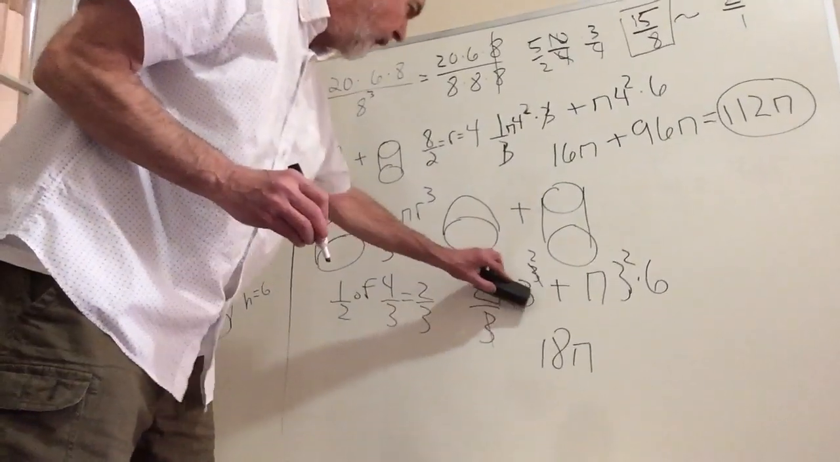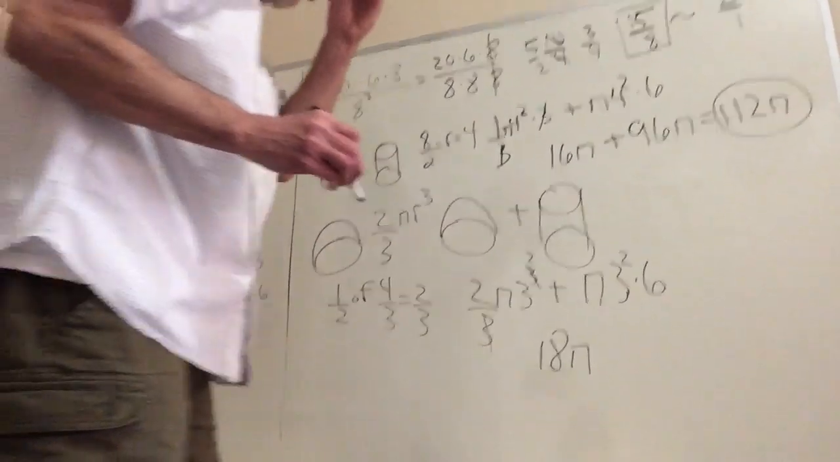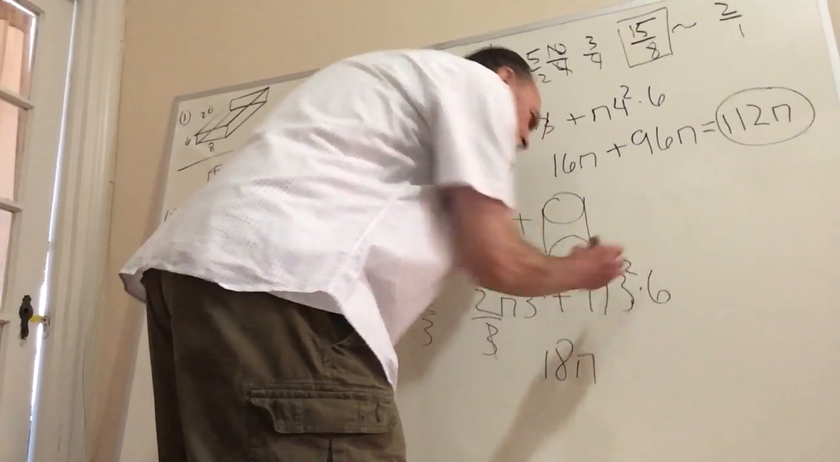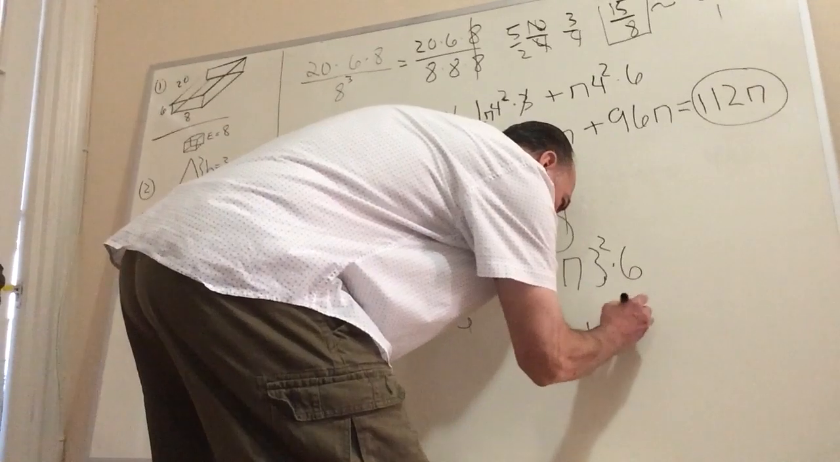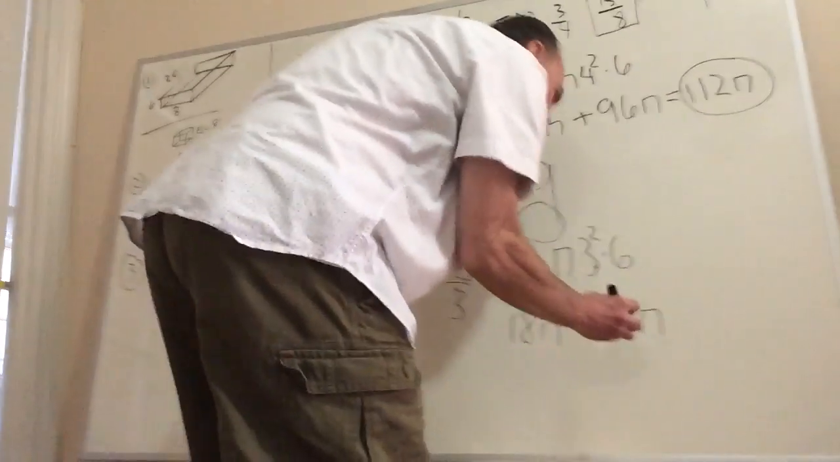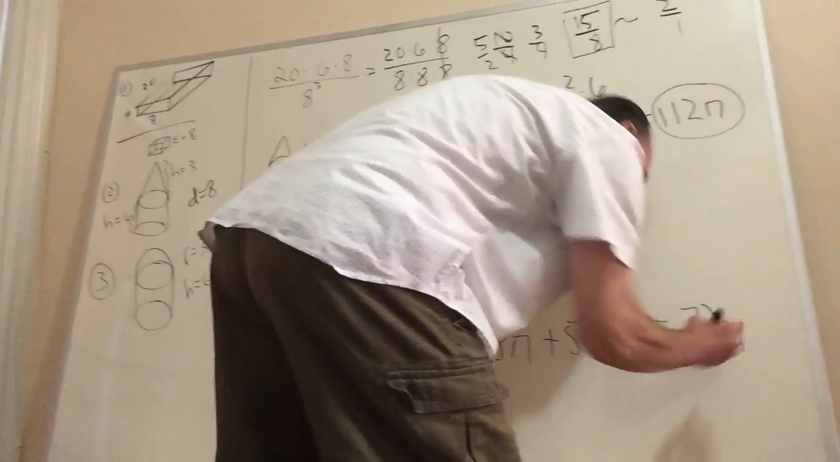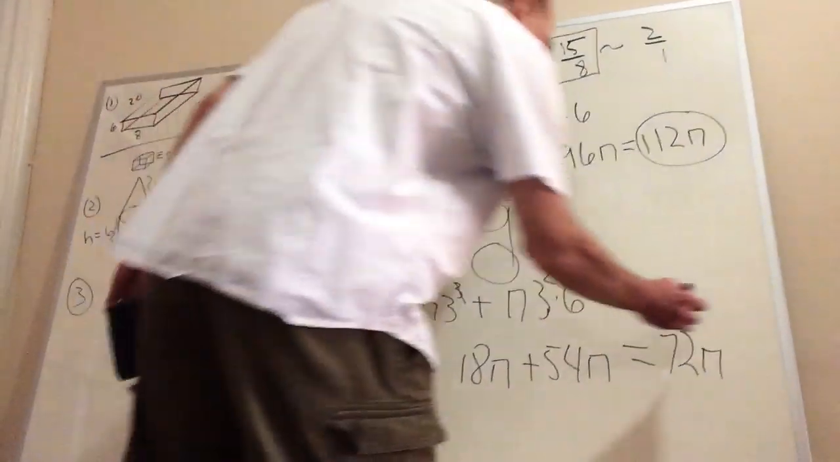Again, one more time. 3 squared is left, which is 9. 2 times 3 is 18. 2 times 9 is 18. And 3 squared is 9. 9 times 6 is 54. And when we add these guys all together, you're going to get the final answer of 72 pi cubic units. Everything, of course, in terms of pi.